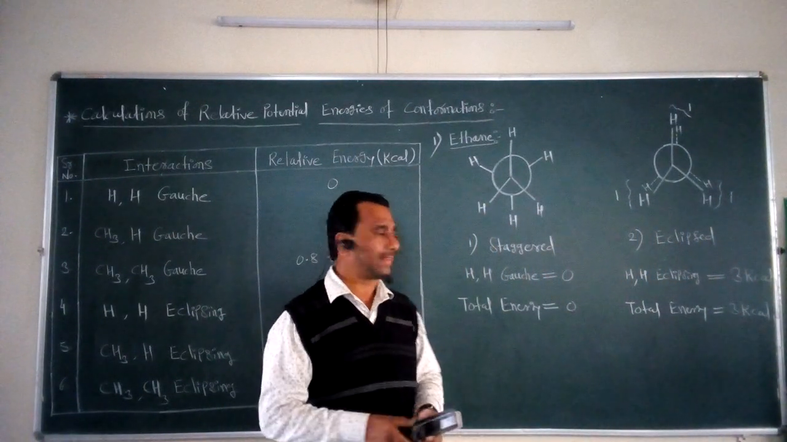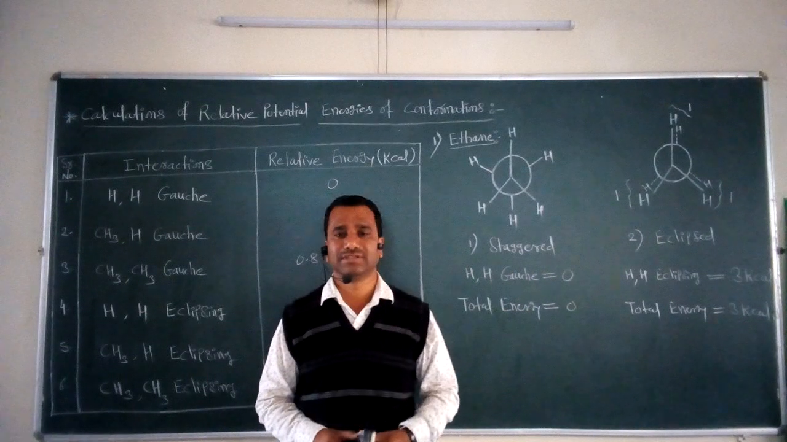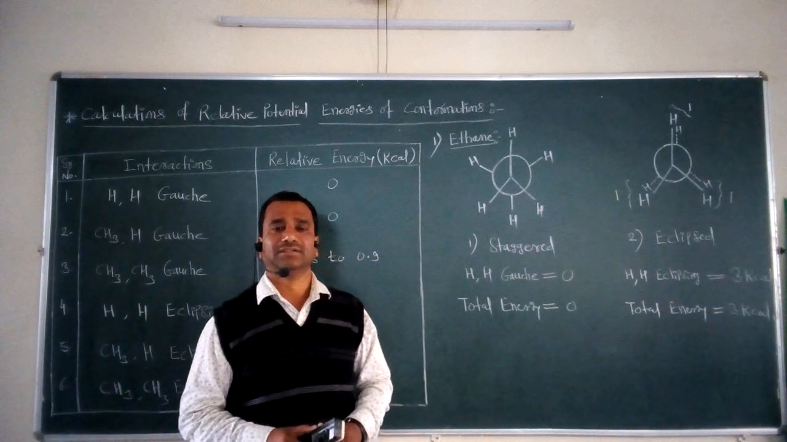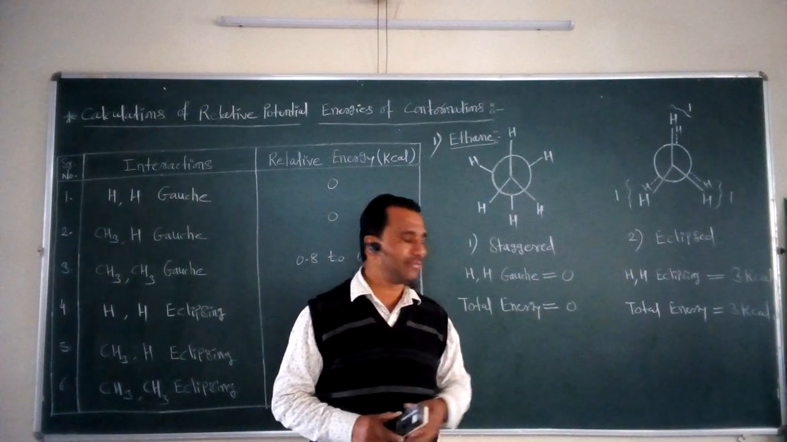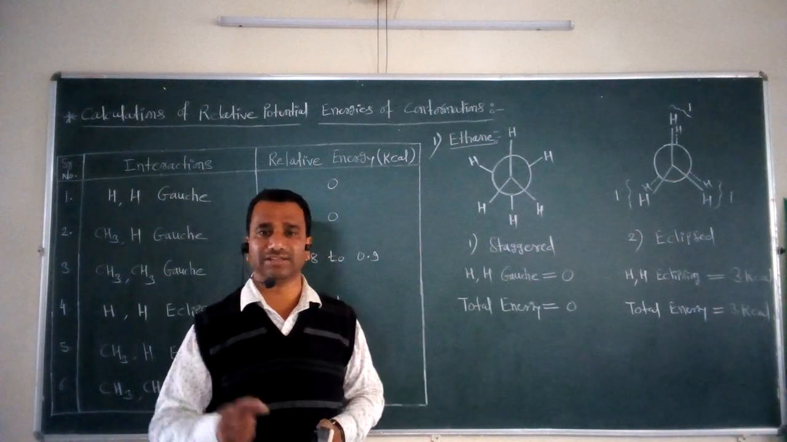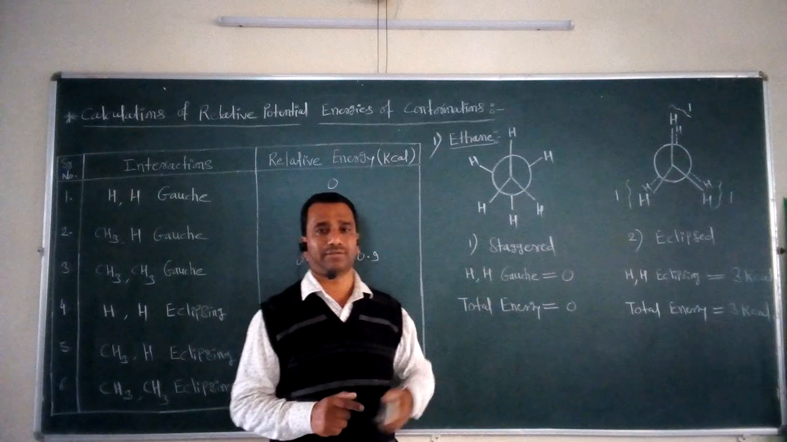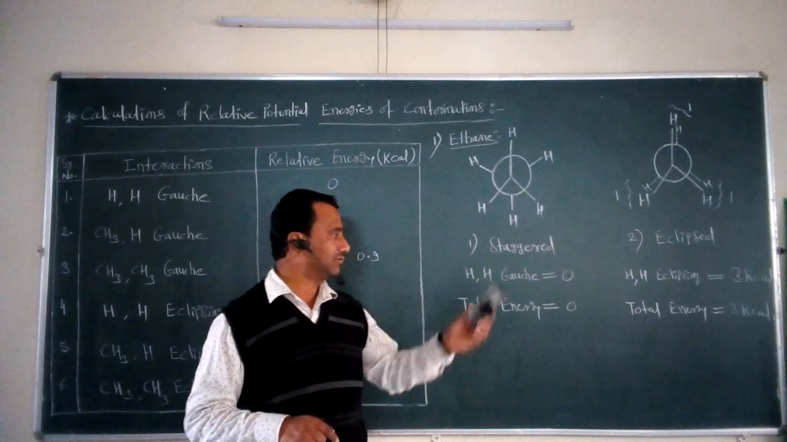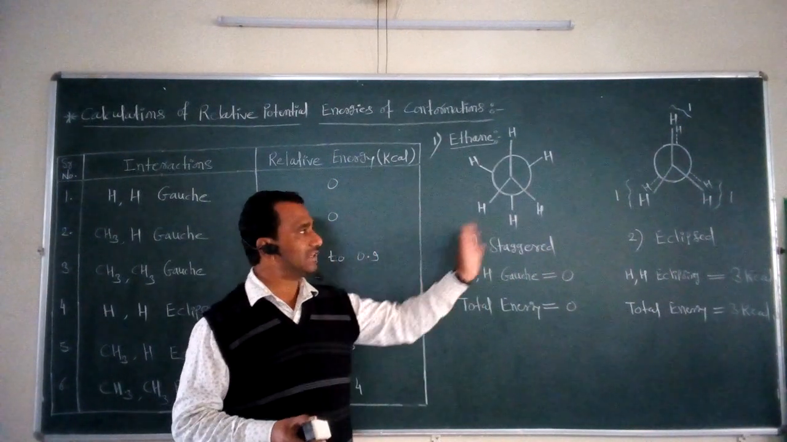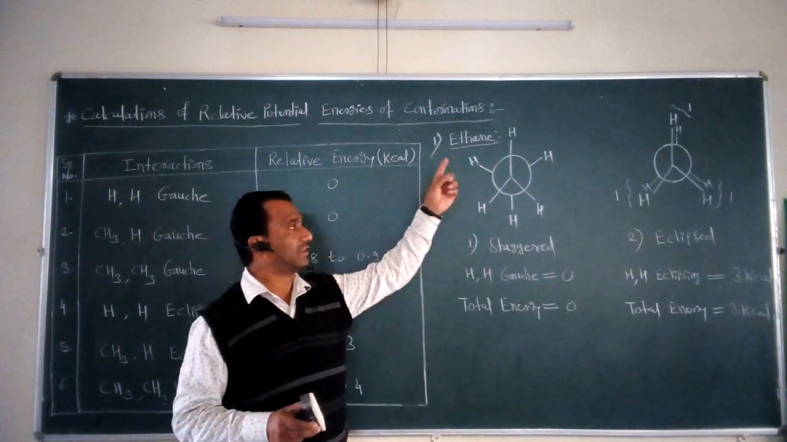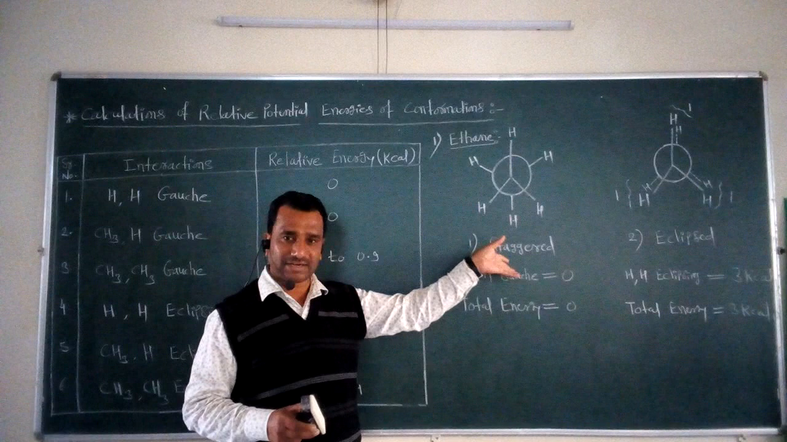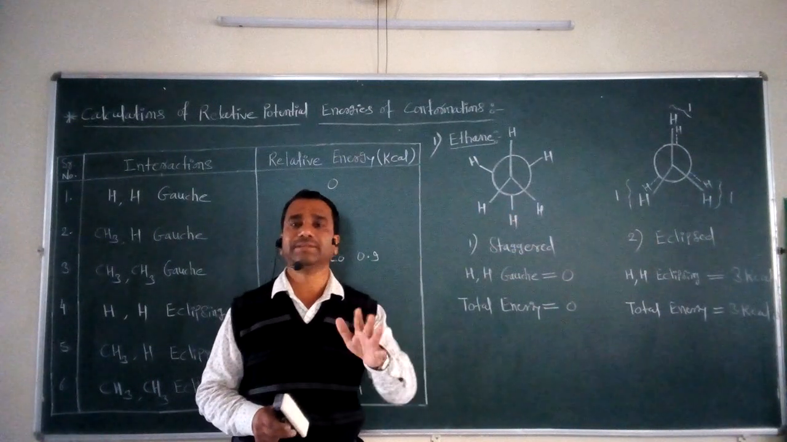If we compare the staggered and eclipse conformations, the staggered conformation has energy equal to 0, while the eclipse conformation has energy equal to 3 kilocalorie, and that's why the eclipse conformation is highly unstable compared to the staggered conformation. So these are the two energy calculation examples for the ethane molecule, one for its staggered conformation and the second for its eclipse conformation.